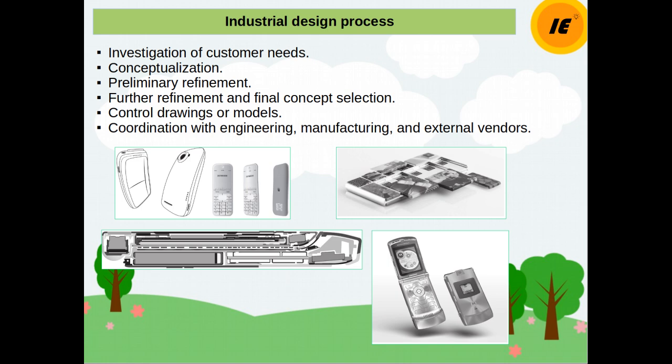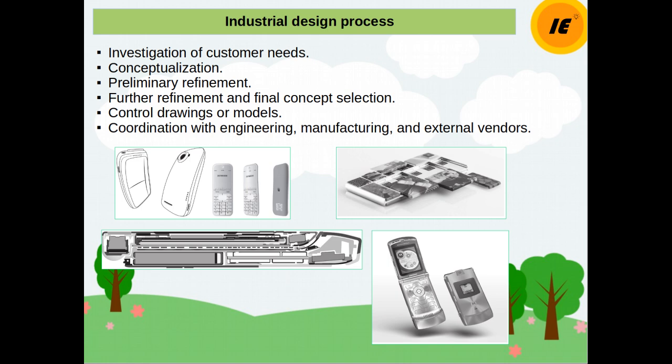parts. So this is the next figure, the bottom left figure. And the sixth and final step is the coordination with engineering, manufacturing, and external vendors. The industrial designers must continue to work closely with engineering and manufacturing personnel throughout the subsequent product development process. Some industrial design consulting firms offer quite comprehensive product development services, including detailed engineering design and the selection and management of outside vendors of material, tooling, components, and assembly services.